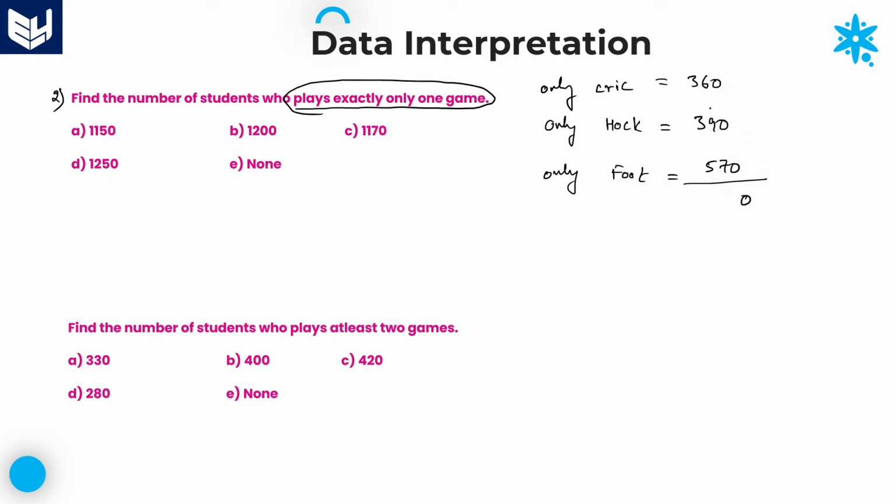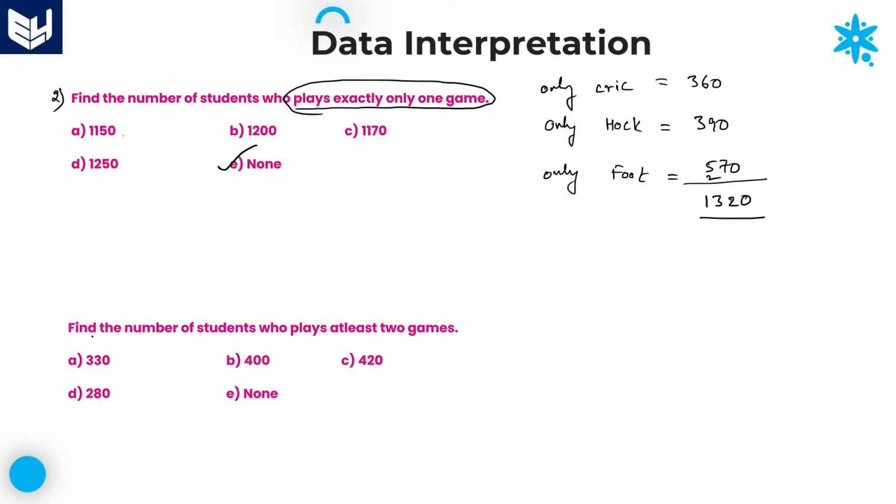Units place is 0. Coming to the tens place, 6 plus 9 is 15. 15 plus 7 is 22. 2 is the carry forward. Next, 3 plus 3 is 6. 6 plus 5 is 11. 11 plus 2 is 13. 1320 is the right answer for this question. The number of students who play exactly one game is 1320. That is the required answer. Here also 1320 is not there among the options. Therefore your answer is option E.